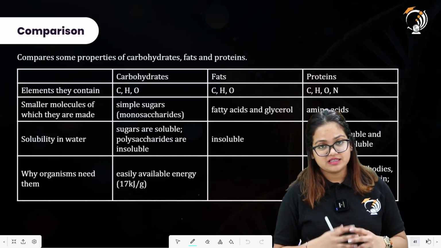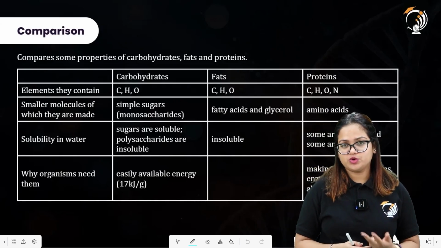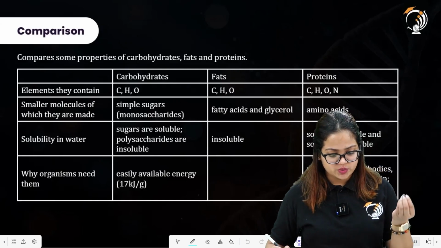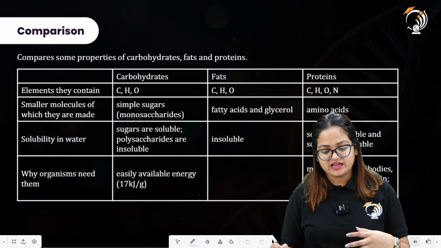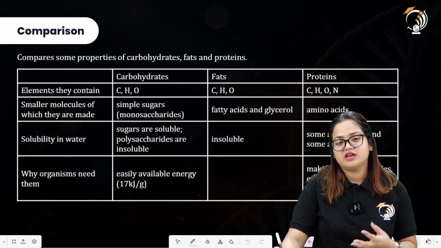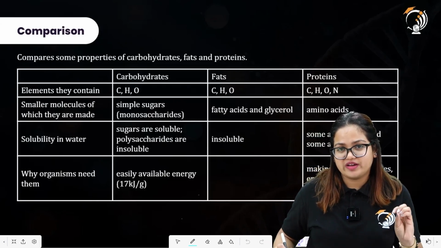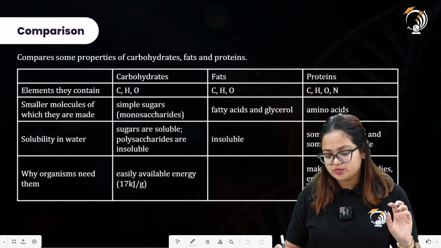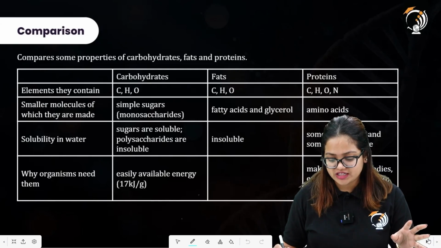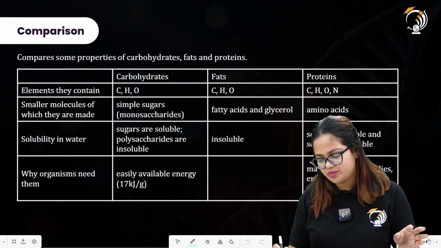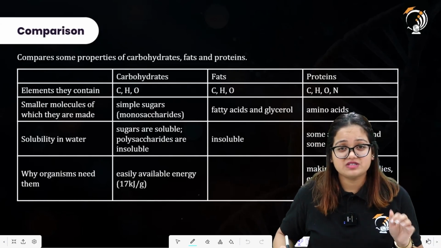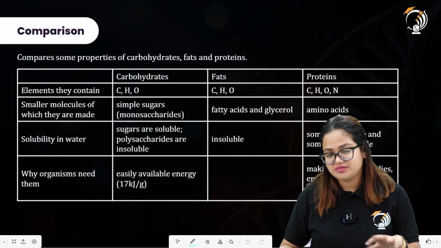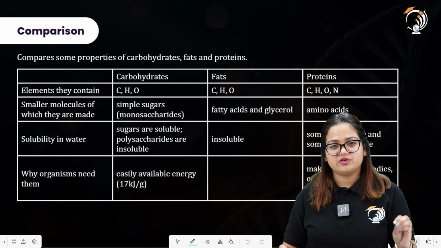Why do organisms need them? Carbohydrates and proteins both act as energy providing sources, so easily available energy. Fat is also a source of energy. The proteins are used to make the cells, the antibodies, the enzymes, hemoglobin, and it is also used for energy whenever glucose or fat are not present in our bodies. So they will simply consume proteins to carry out the process.